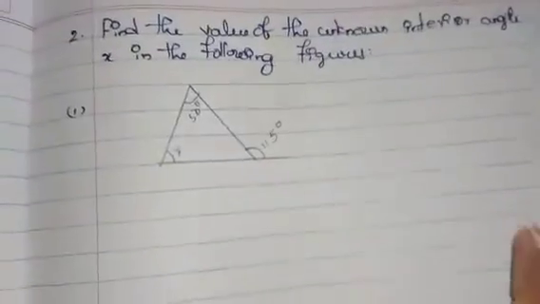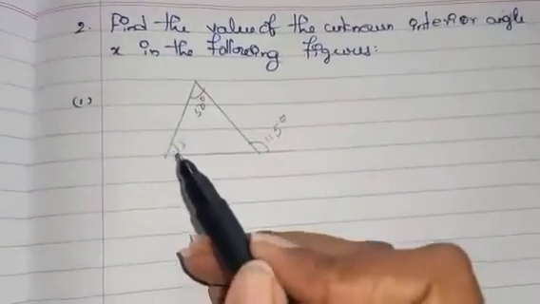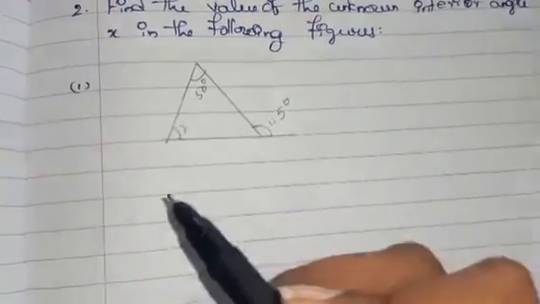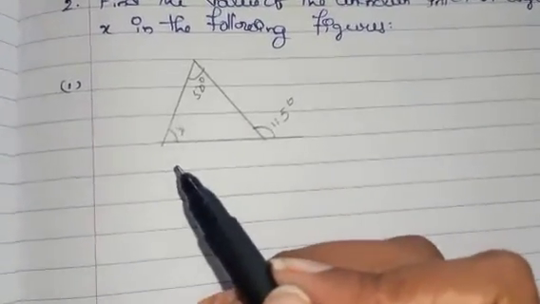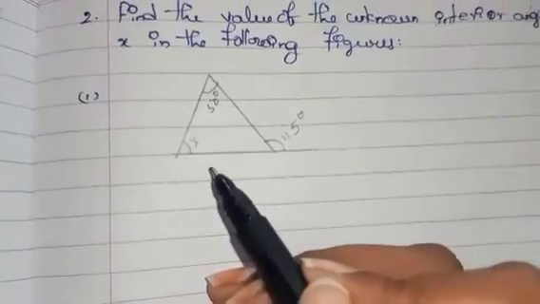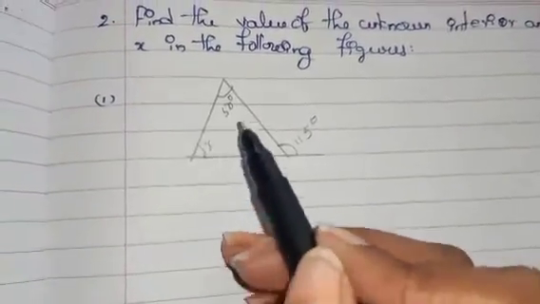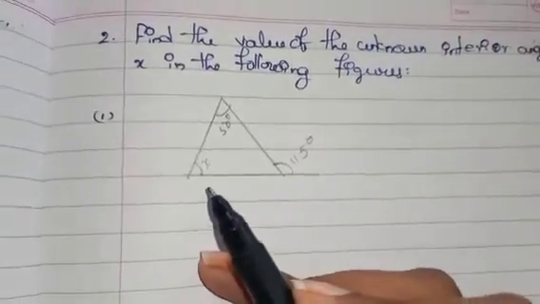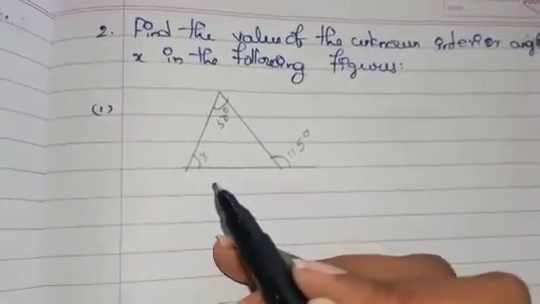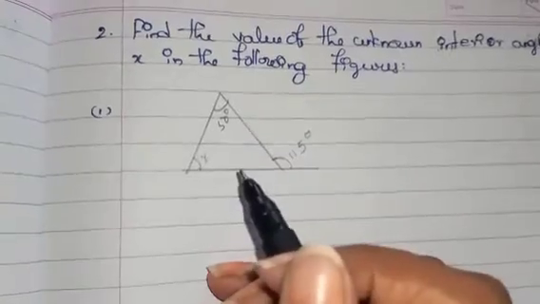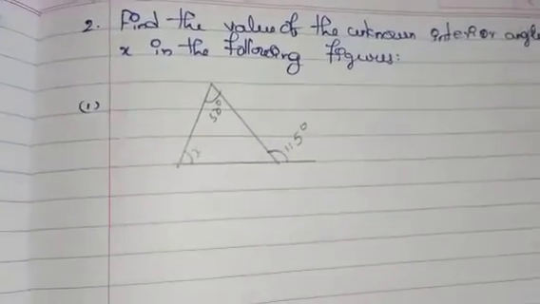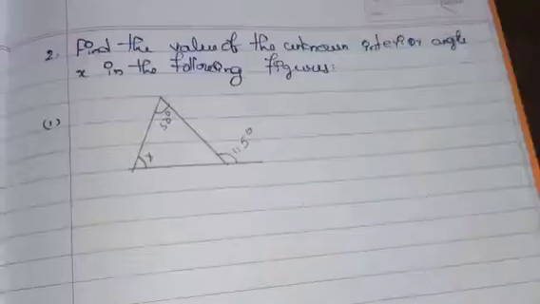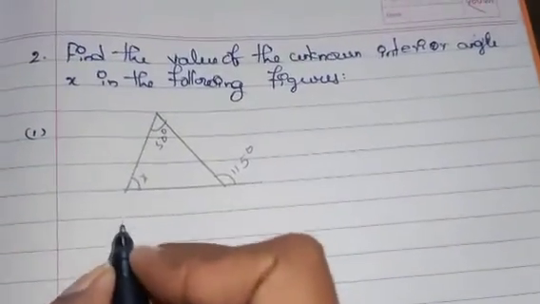Here also we have some figures. We have to find x values, but x is inside the triangle, that is, an interior angle. In the previous question we found the exterior angle. Here we have to find the interior angle. So x is the measure of one of the interior opposite angles. Now from the property, what will we write here?